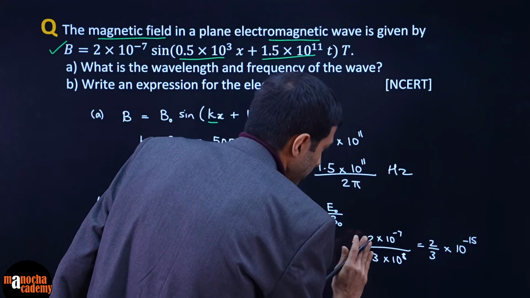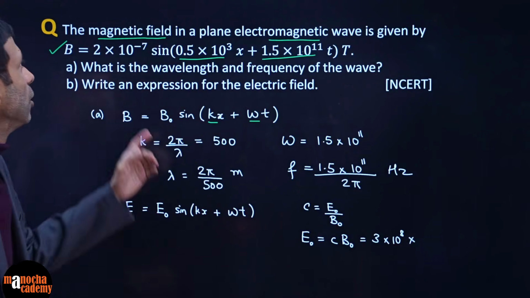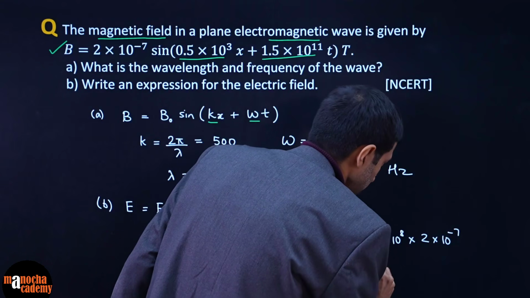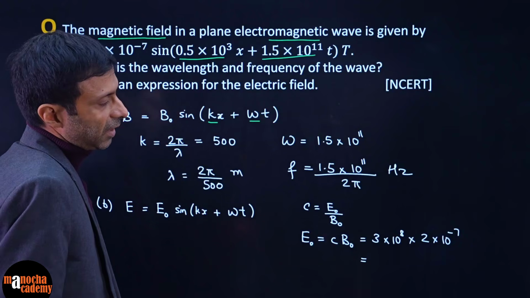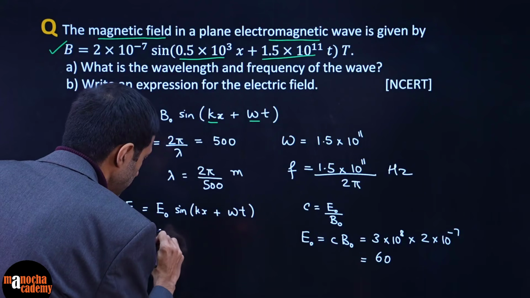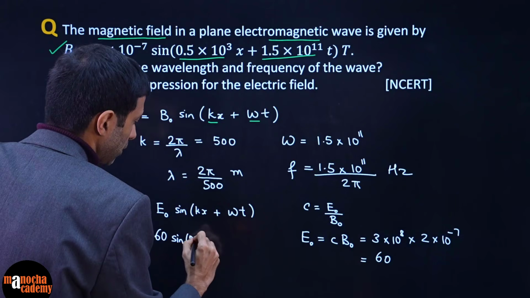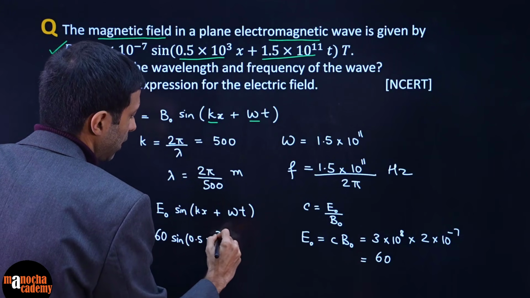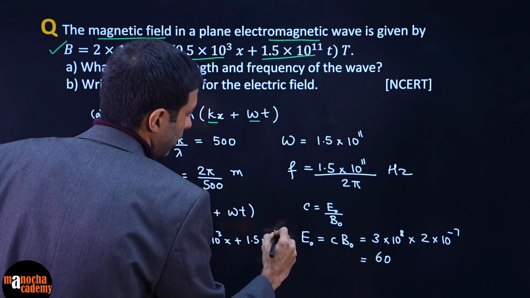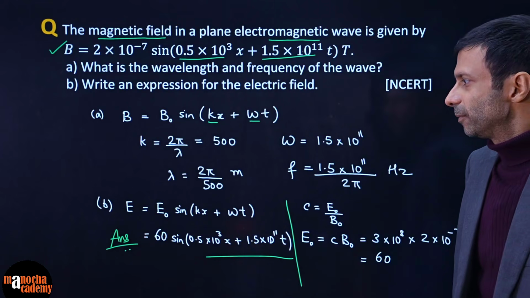E naught will be C times B naught. So 3 times 10 to the power 8 multiplied by B naught, which is 2 times 10 to the power minus 7. Okay, good, so the value looks easier now. 6 and 60, 60 volt per meter. Whatever its units. So you substitute the 60 here, and here you keep the same sine kx, just copy this down: 0.5 times 10 to the power 3 x plus 1.5 times 10 to the power 11 t. And that is your answer, done.